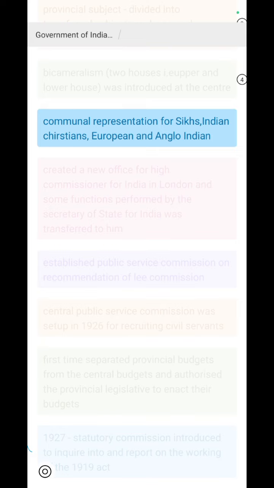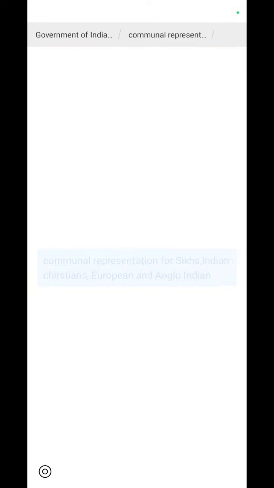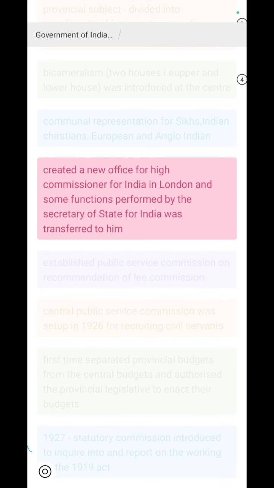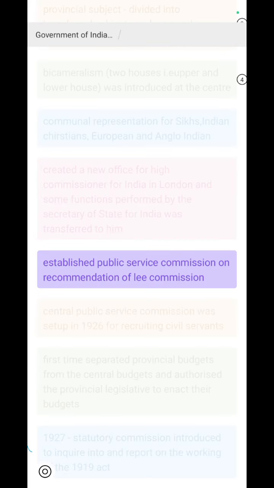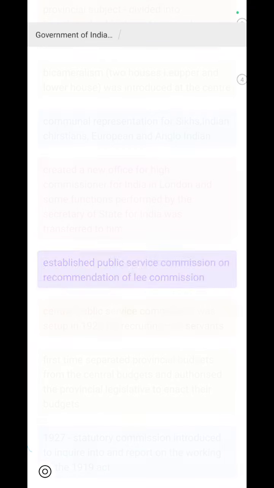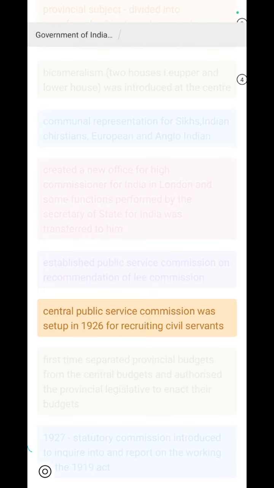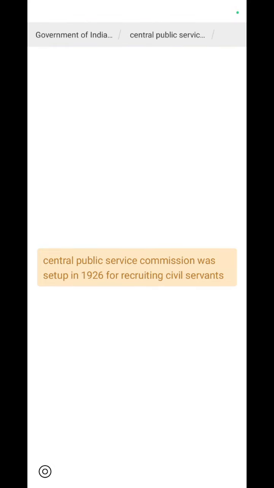Communal representation was extended to Sikhs, Indian Christians, Europeans and Anglo-Indians. The act created a new office, High Commissioner for India in London, and some functions performed by the Secretary of State for India were transferred to him. It established the Public Service Commission on the recommendation of the Lee Commission. The Central Public Service Commission was set up in 1926 for recruiting civil servants.